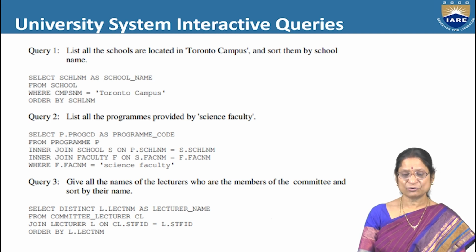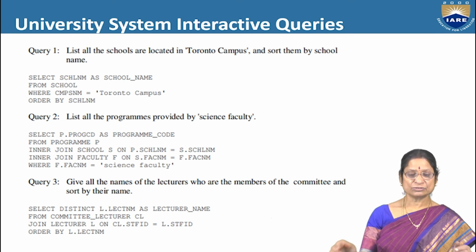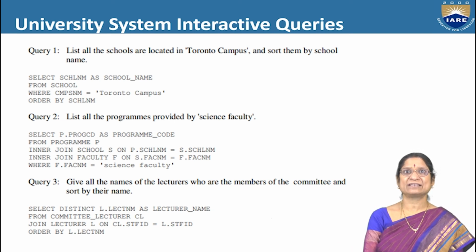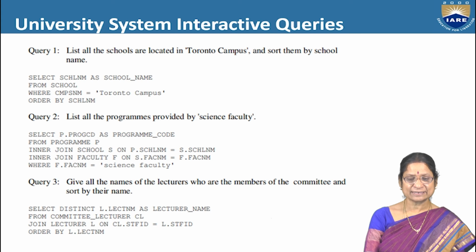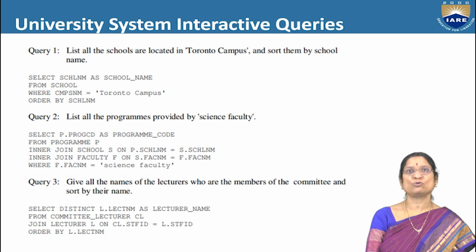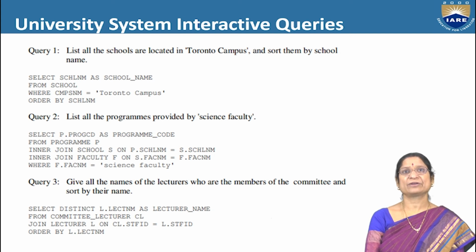List all schools located in Toronto campus and sort them by school name. So list all schools located, which means school name is required. So we are considering: select school name as school name from school where campus name is Toronto campus ordered by school name. Simple query.